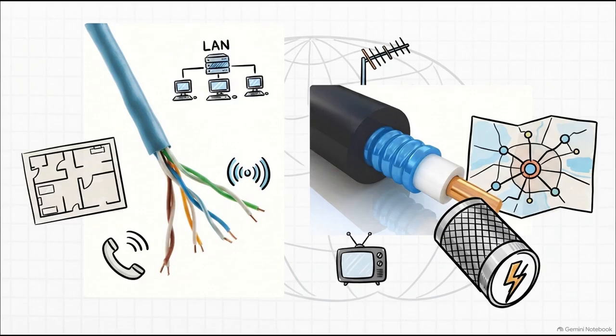Then you have the coaxial cable. If you look at one, you'll notice a really thick metallic shield. That shield provides some heavy-duty protection against interference, which made it the historical go-to for cable TV and larger metropolitan area networks, even though it's definitely less common for your basic office networking nowadays.